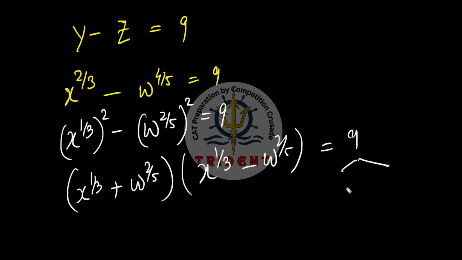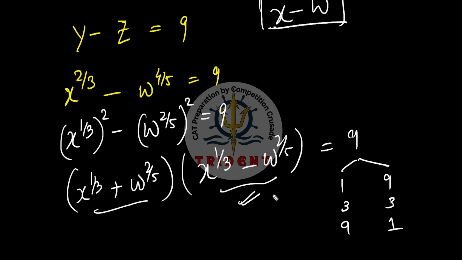Now 9 is a composite number. It can be broken down into its prime constituents, 1 into 9, 3 into 3, and because it is values, I can also take 9 and 1. This is also allowed. Now if you realize what I have basically done, I have assumed the values for this expression and this expression. Because predominantly the question asks me about x minus w, I will only be focusing on this part. So there are 3 possible cases, 9, 3 and 1. You'll have to substitute for each of them to get to an answer. I am leaving that to you.